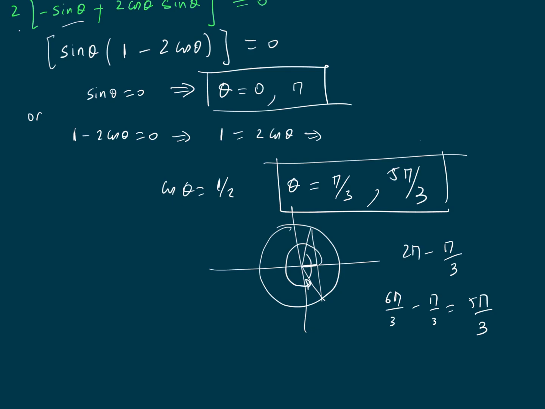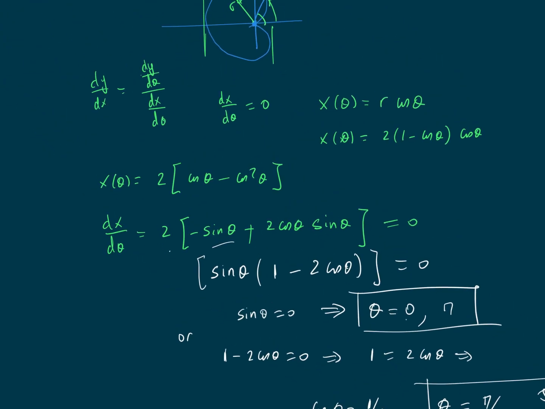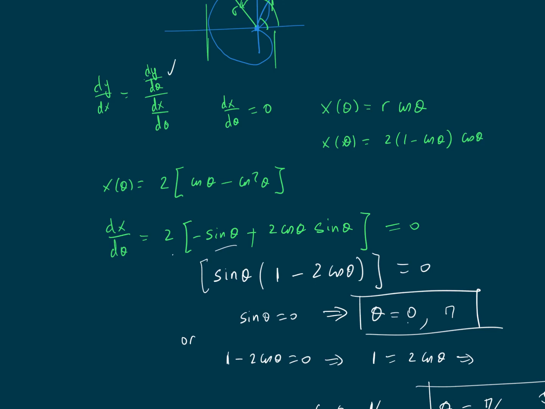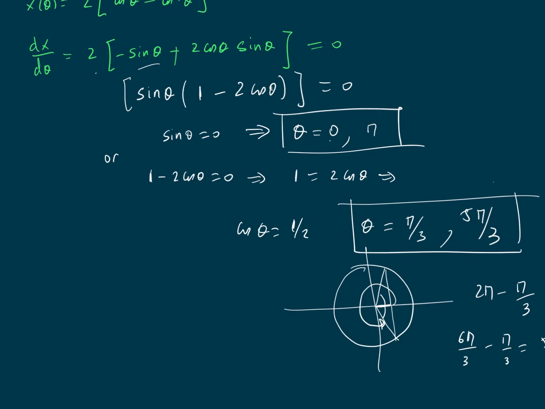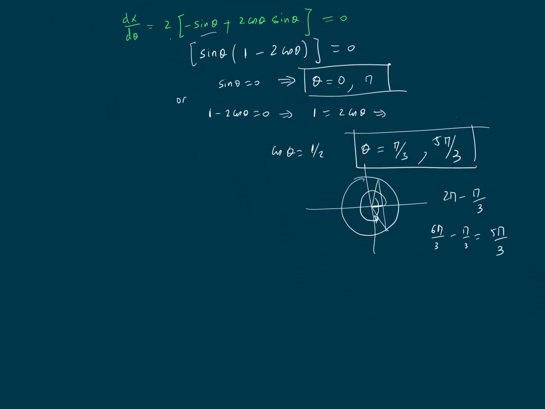What is happening is that at theta equals 0, it's true that the derivative of x with respect to theta is 0, but the derivative of y with respect to theta is also 0, so this is undetermined. It's not defined. It's 0 divided by 0.